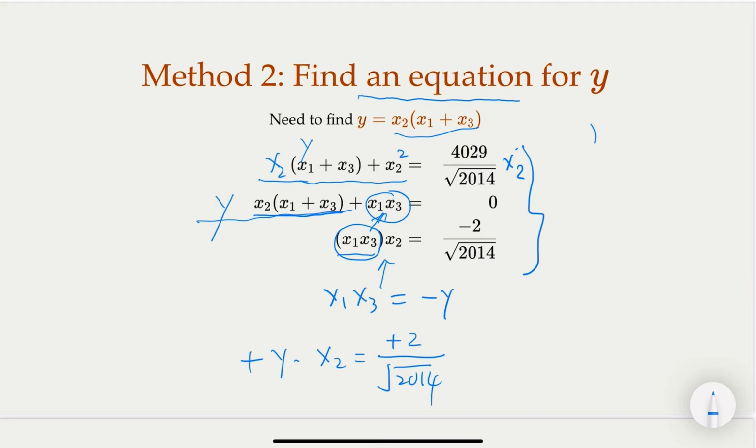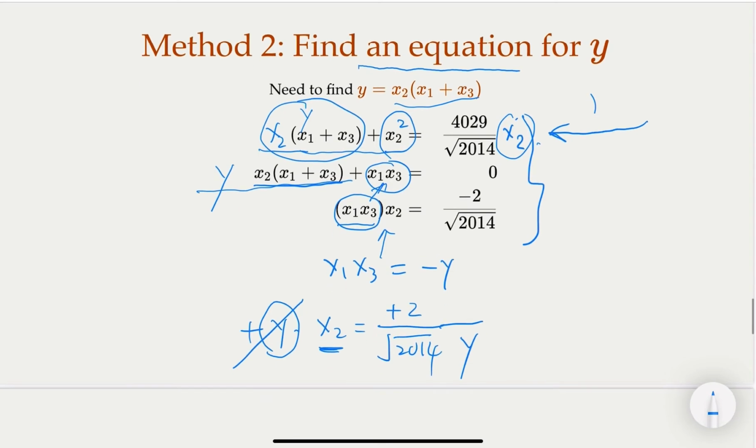Negative signs cancel, and then you can express x2 in terms of y by dividing by y on both sides. Now we're getting close, because when you look at the first equation, it has the terms y, x2 squared, and x2. So if you replace x2 with y, you get an equation in y. All right, let's do that.